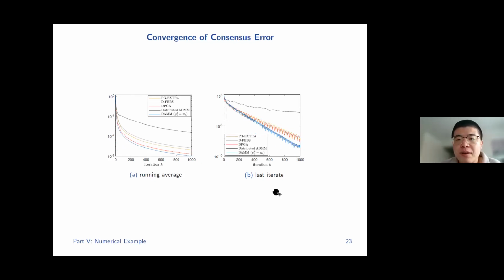These two figures plot the convergence of consensus error. You can see that in these two figures, the specialization of our algorithm also converges faster than the other methods.